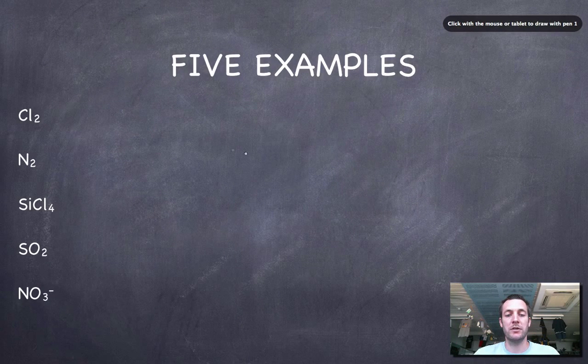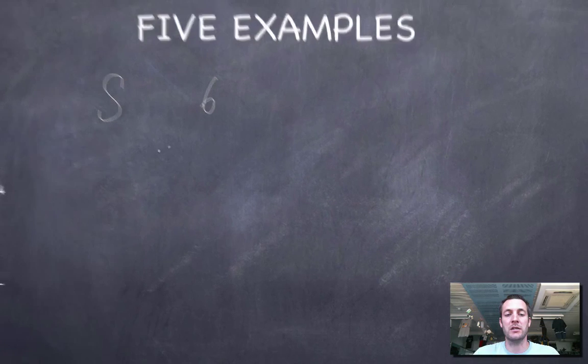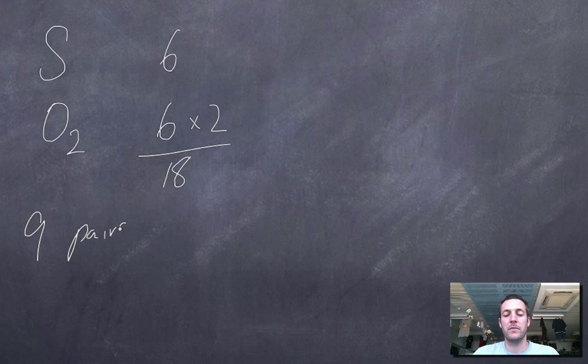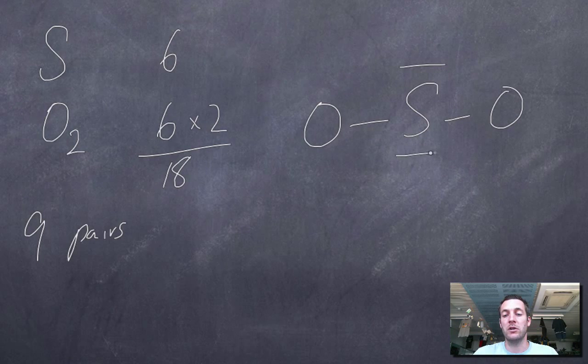Moving on to sulfur dioxide. Sulfur's in group 6. Oxygen is also in group 6, but I've got 2 of them, so I've got a total of 18 electrons. That's 9 pairs. So I join all the atoms to the central atom using single bonds, like the rule says. Remember, sulfur is our central atom because it's the first one in the list. Now I fill all the outer shells. I've given sulfur 4 pairs by adding another 2. I'm going to give each oxygen another 3 pairs because each one of them had 1 already.